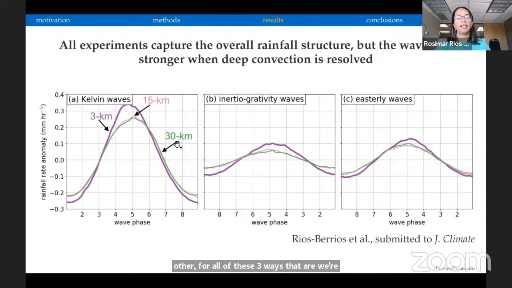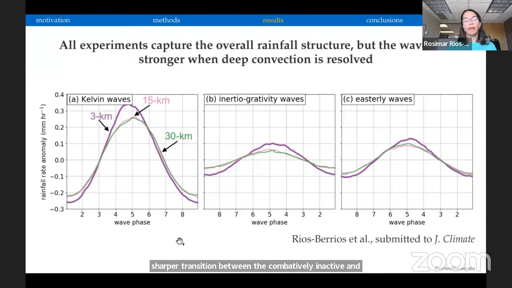And the main difference is that the 3 kilometer experiment is producing heavier rainfall at the convective peak, so stronger waves, but also the anomaly at the convectively inactive phase is more negative. So the resolved deep convection is not only capturing stronger waves, but it's also perhaps capturing a sharper transition between the convectively inactive and the convectively active phase.